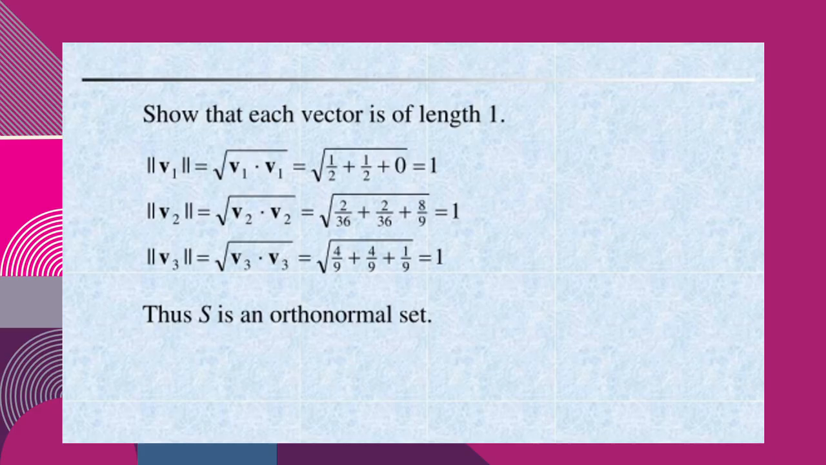Next, we need to check if each vector also has a length of exactly 1. So computing the length of vector 1, we square its numbers, add them, and take the square root. The number is 1. We do the same for vector 2 and vector 3, and both also give us a length of 1. Since all three vectors are mutually orthogonal and all three have a length of exactly 1, we can now confirm that S is truly an orthonormal set.